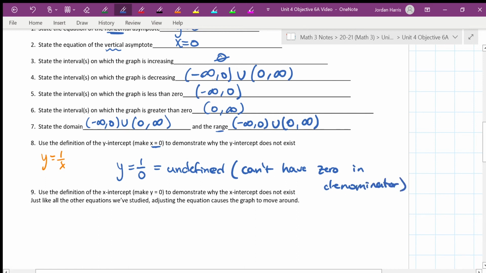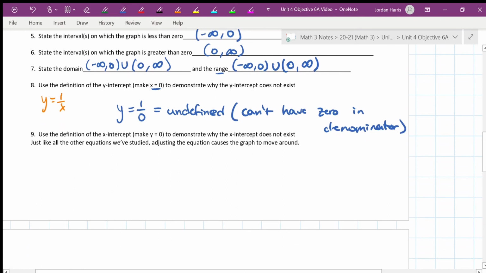Okay. So that's why there's no y-intercept. It ends up being undefined. Use the definition of x-intercept for setting y equals 0. Now, same equation. So 0 equals 1 over x. How we'd solve this is we multiply both sides by x.